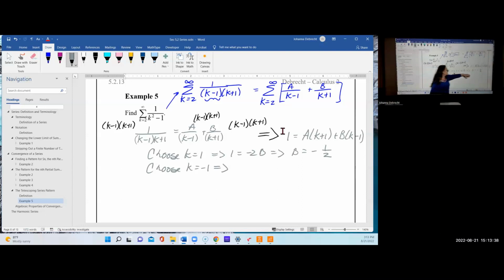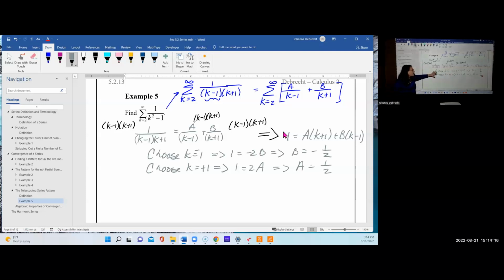When K equals 1, this term drops out. And I get A times 2, which would tell me that A is 1/2. So I actually did these in reverse order, wrote one and did the other. So when K equals 1, I get 1 equals 2A, which implies that A is equal to 1/2. Right? So I have A is a half and B is negative a half. Be sure that you know which one is which. I started doing K equals negative 1 and forgot and wrote K equals 1.